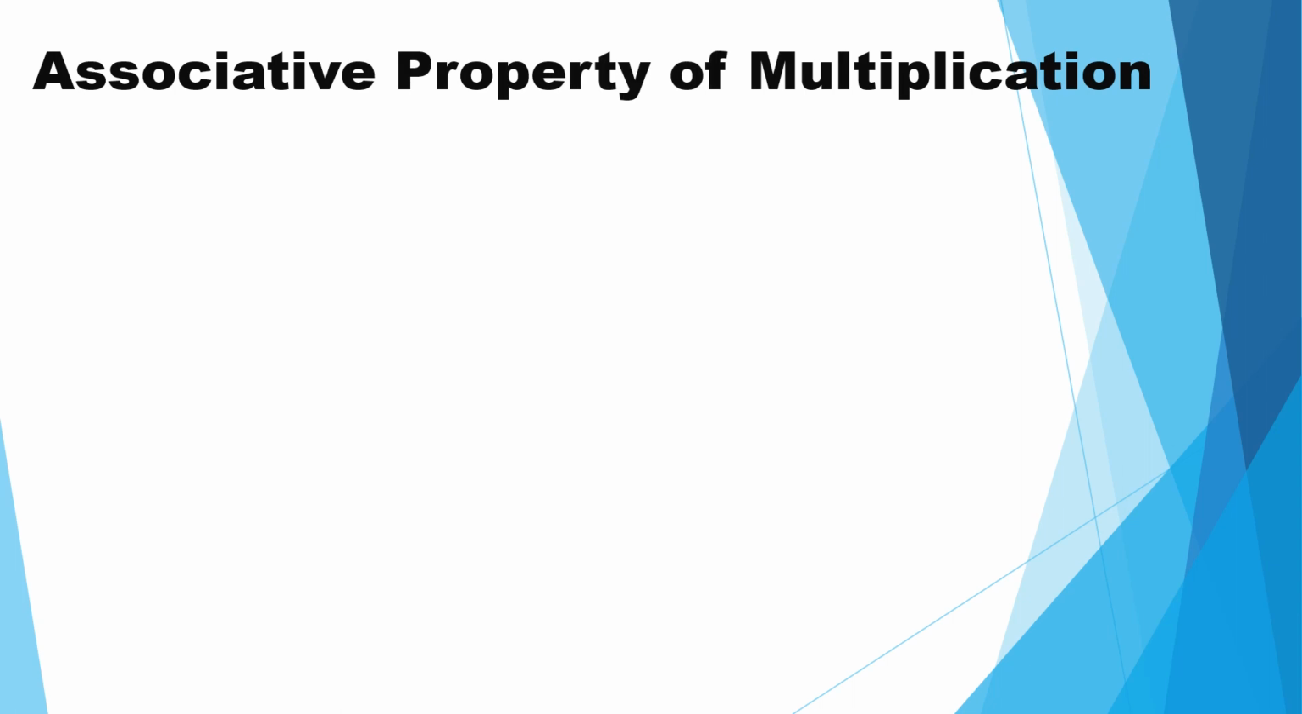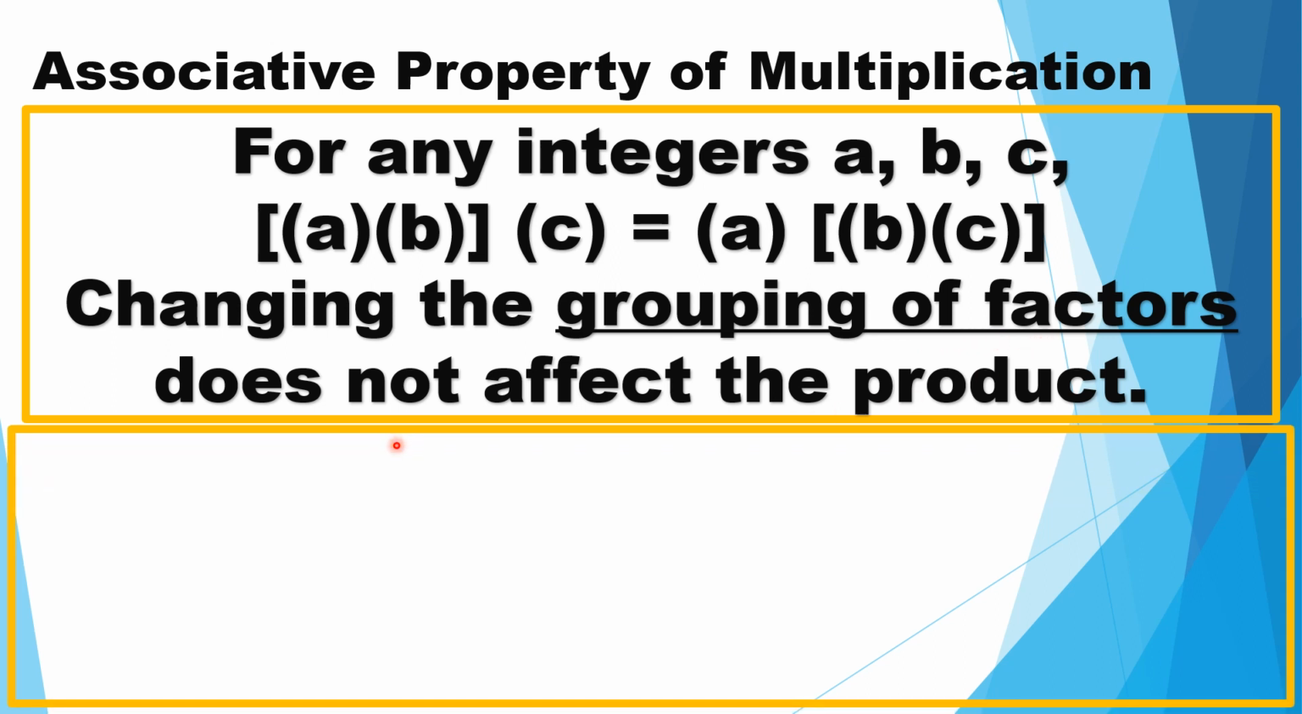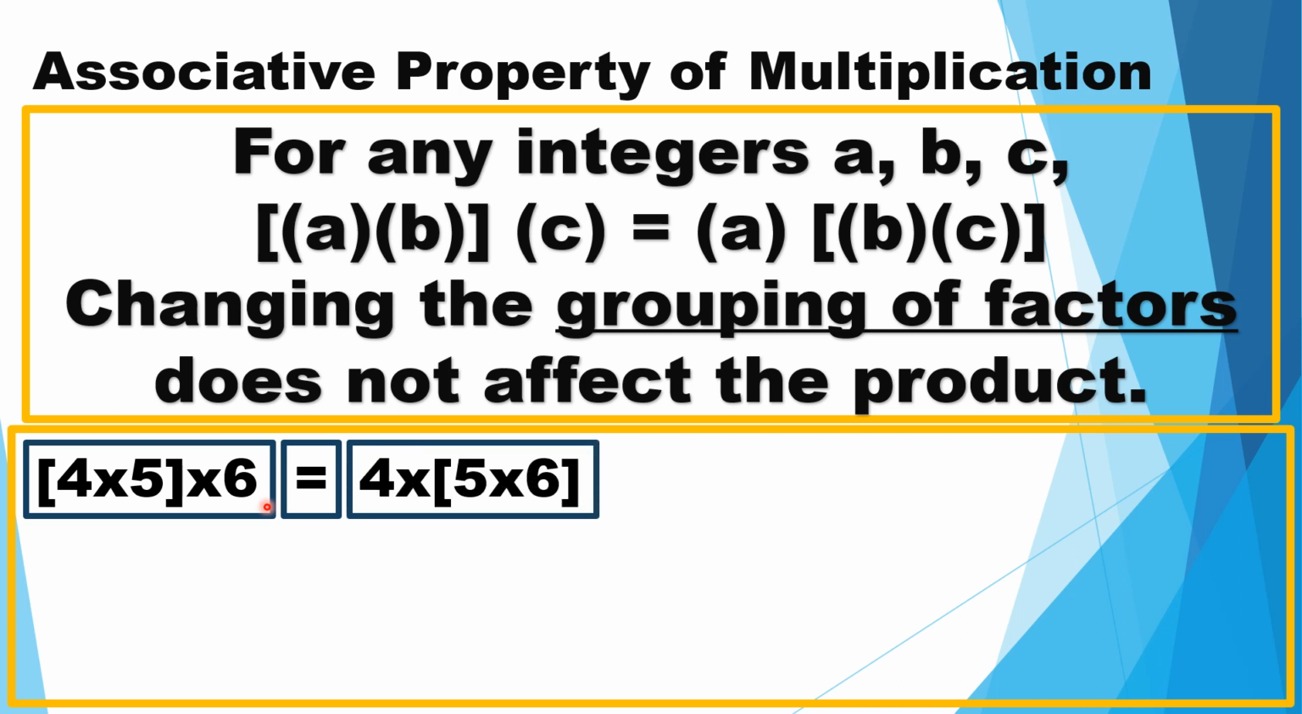Associative property of multiplication. For any integers a, b, c, the quantity of a times b times c is equal to a times the quantity of b times c. Changing the grouping of factors does not affect the product. Let us have an example. The quantity of 4 times 5 times 6 is equal to 4 times the quantity of 5 times 6.